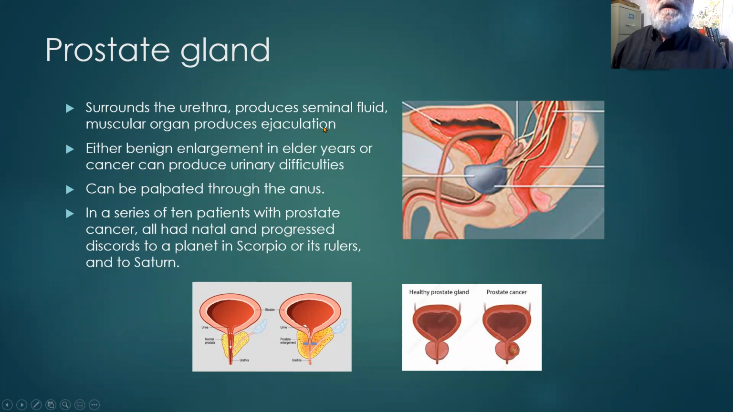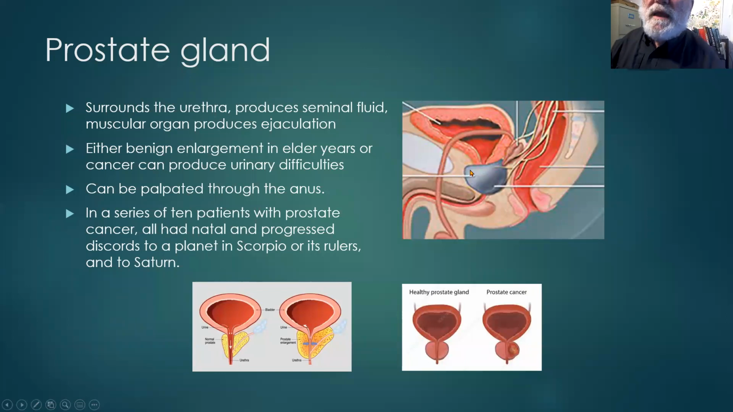Here, I wanted to show the anatomy. Maybe it's one of the mysteries of male health is why does the doctor put on a rubber glove and palpate your prostate through the anus, right? It's because you can. The prostate is right there next to the anal wall, right next to the rectal wall there.